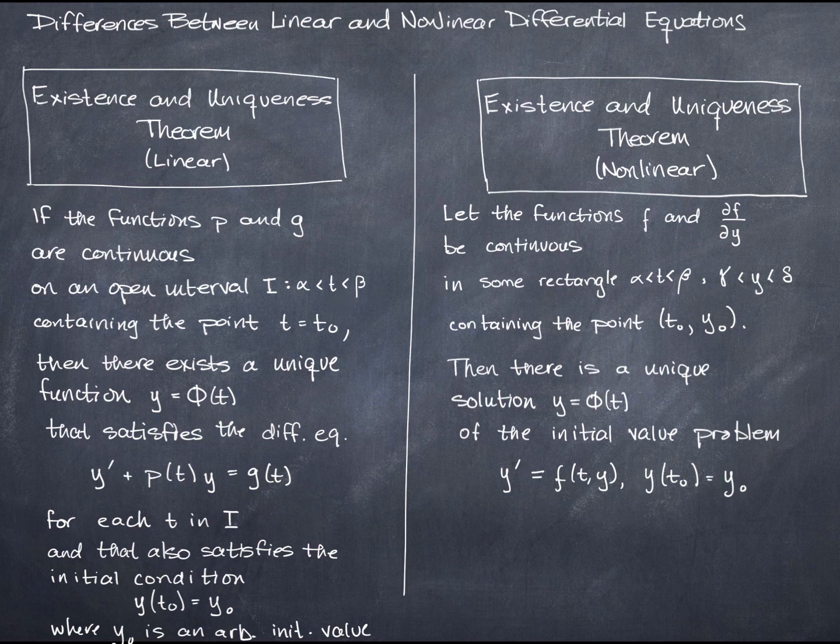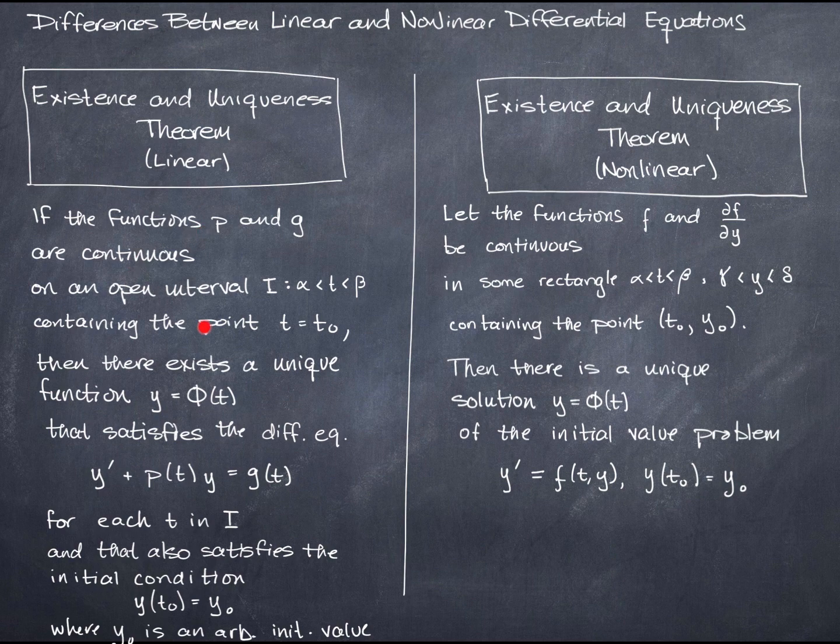Our rectangular version here, our nonlinear version, we are also in this rectangle containing the point t naught, y naught. And again, I'll come back and address that in a minute, but the wording you'll see is really very similar. So we're saying the same things here. It's just that the context is slightly different.